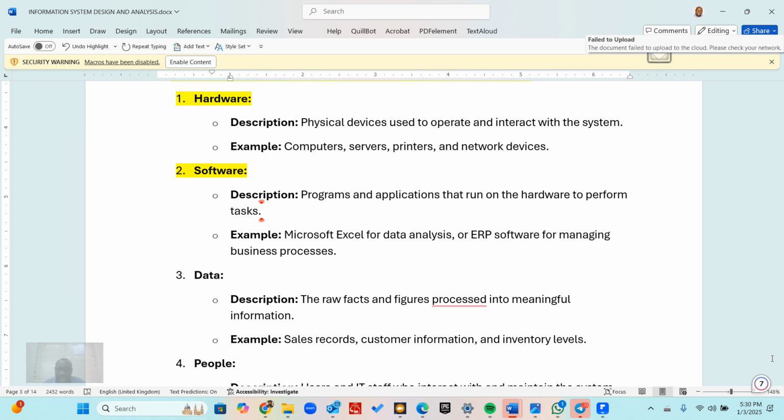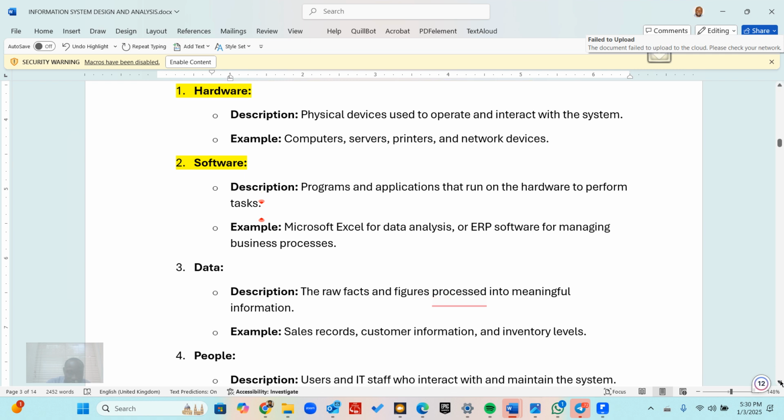The software are the programs and applications that run on the hardware to perform tasks, such as Microsoft Excel for data analysis. We have SPSS for data analysis. We have ERP, which is software for managing business processes, and several others.